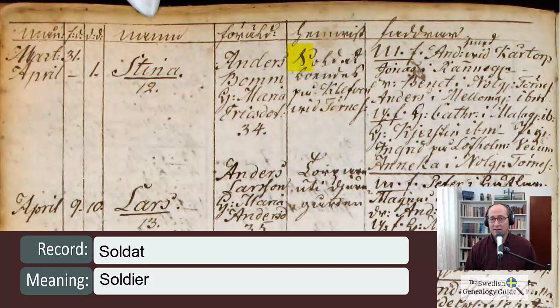Now I like to call it the loopy S, because the pen started up on the left side, came down, made a little loop at the bottom, and then came up on the right. And then it's O, L, D, A, T.